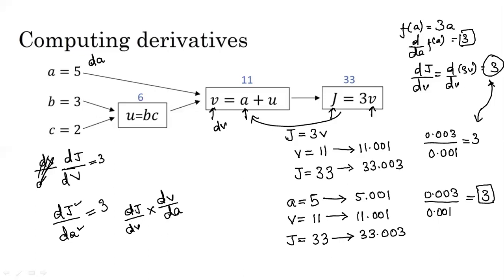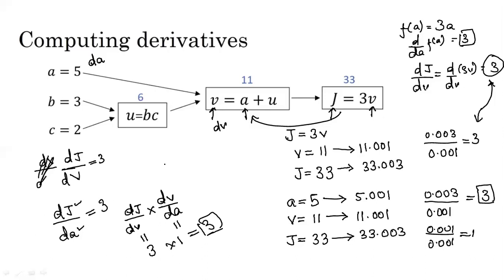Because what is dj upon dv, we have already calculated earlier, the value of this is 3. And what is dv upon dA? Suppose we need to find dv upon dA, so what it will be, 0.001 upon 0.001, so it will be equal to 1. Okay, so 3 into 1, that will be equal to 3 again. So in this way also you can find this derivative dj upon dA.